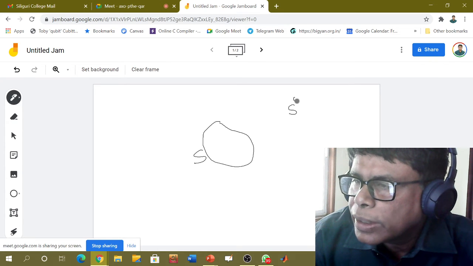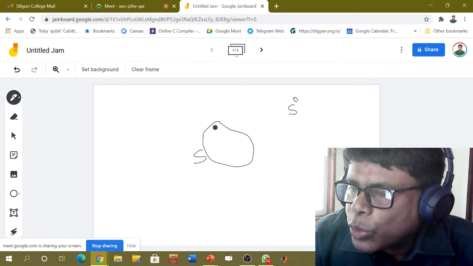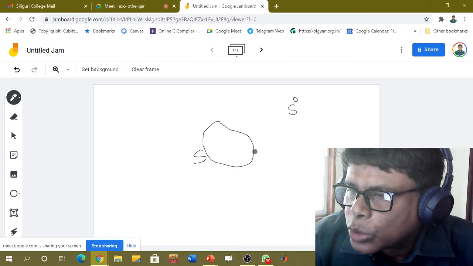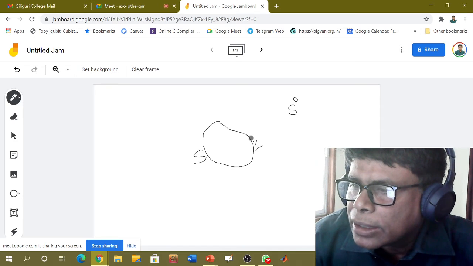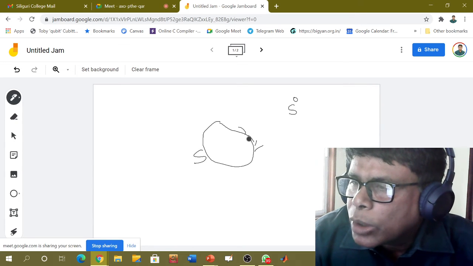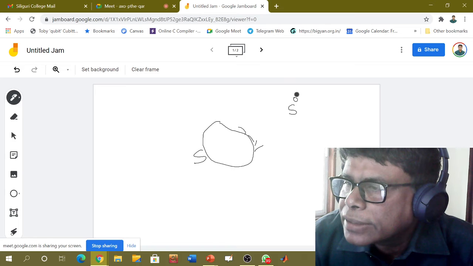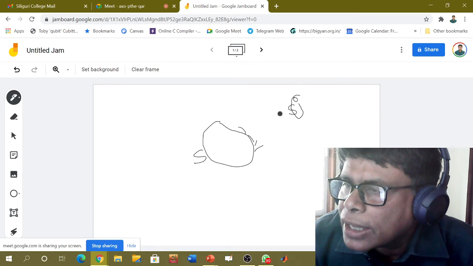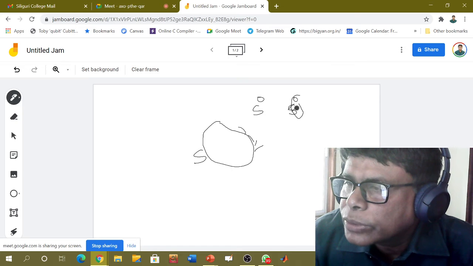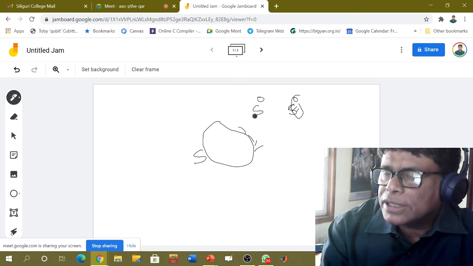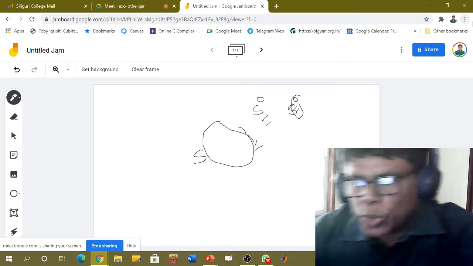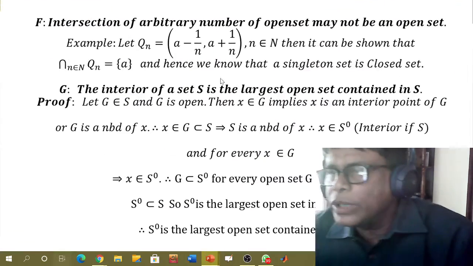S0 is the interior of S if you omit the points in the boundary. So there are many boundary points. Okay, these are the boundary points. You omit these points, so you will get a set. Let that set be known as S0. That is the interior of the set. Just omit the boundary points of this set S. This is the meaning I want to tell you here.